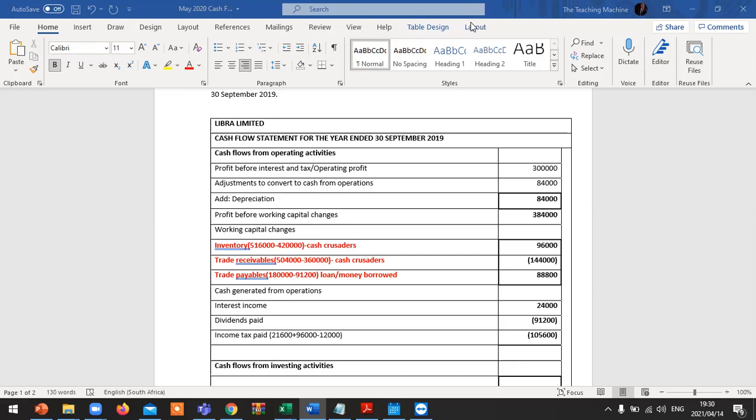Is there a reason why you put the brackets? Okay, because it was paid, so it's an outflow of cash. Oh, so outflow we put brackets, but inflow, no brackets. Yes. As you can see, alright.